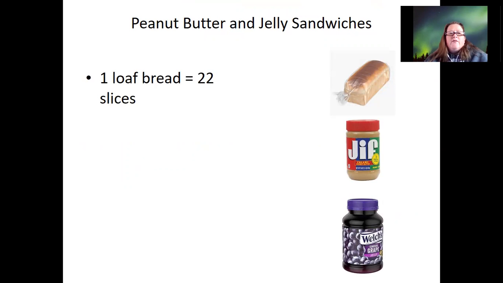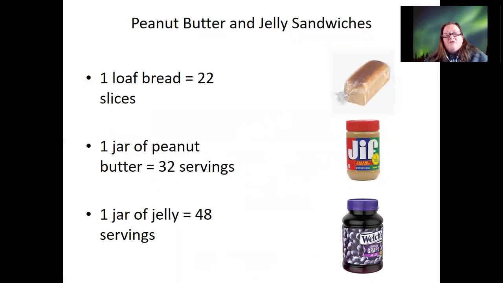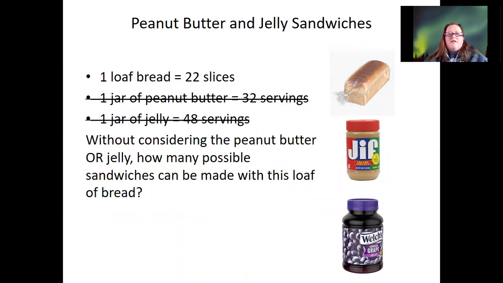So I have a scenario in which I have a loaf of bread. There are 22 slices. This jar of peanut butter has 32 servings, and this jar of jelly has 48 servings. So looking at each of them individually, let's look at the potential number of sandwiches that each of them could make. If we don't consider the peanut butter and the jelly, how many sandwiches can be made with this loaf of bread, assuming that we have 2 pieces of bread per sandwich? And the answer is 11.